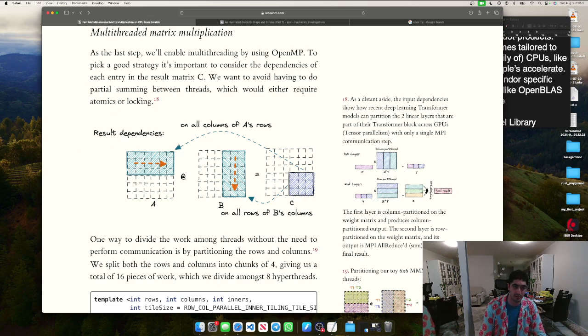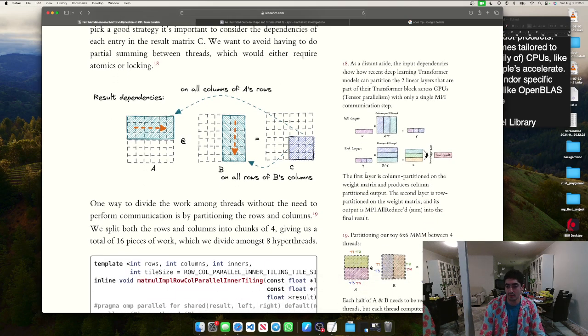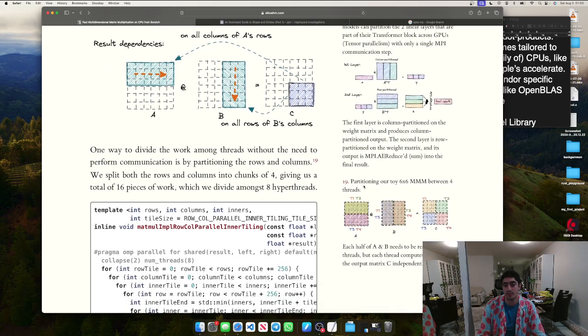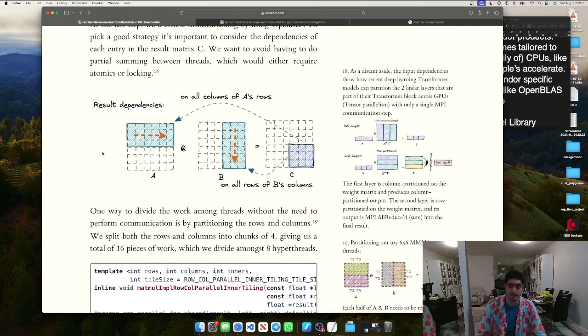The first layer is column partition on the weight matrix and produces column partitioned output. The second layer is row partition on the weight matrix and its output is MPI all-reduce summed into the final result.